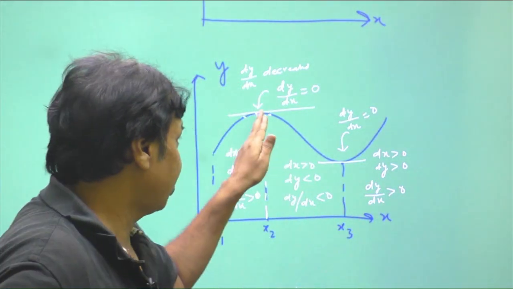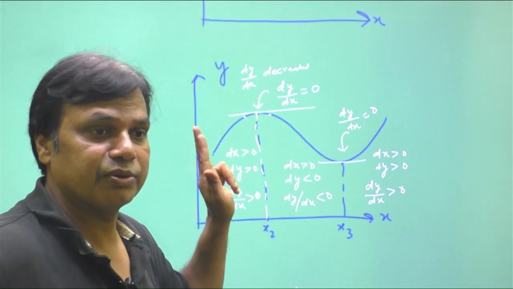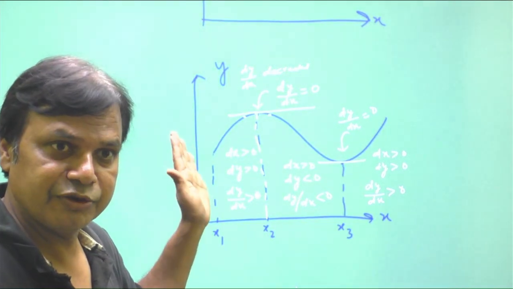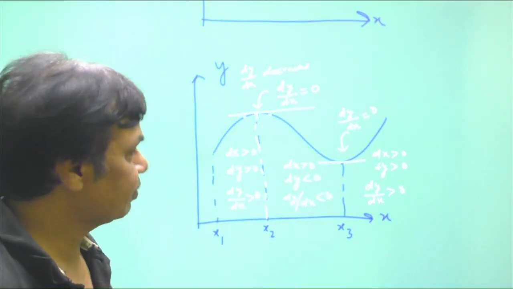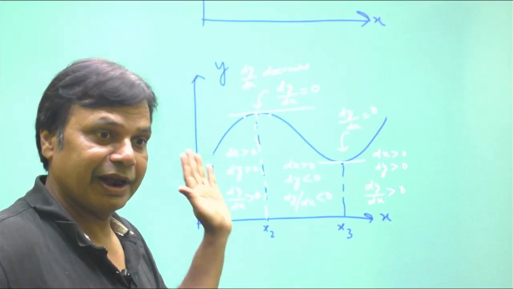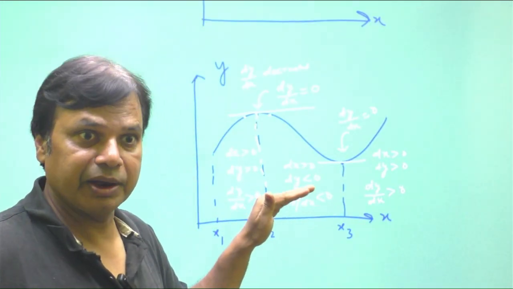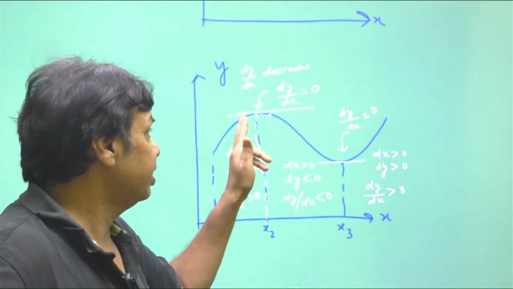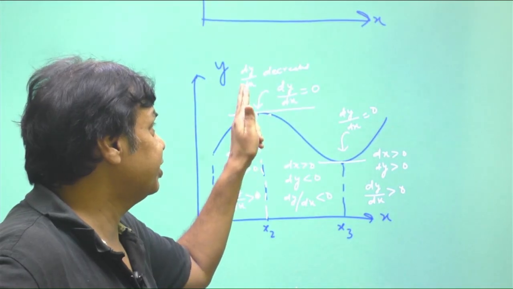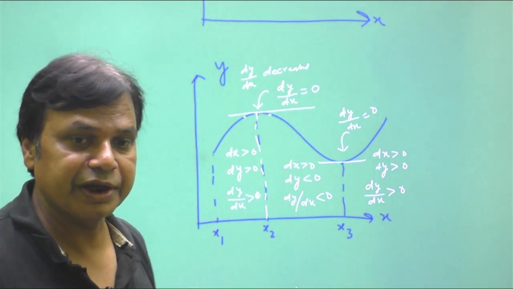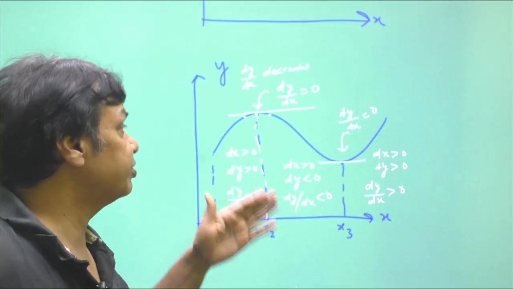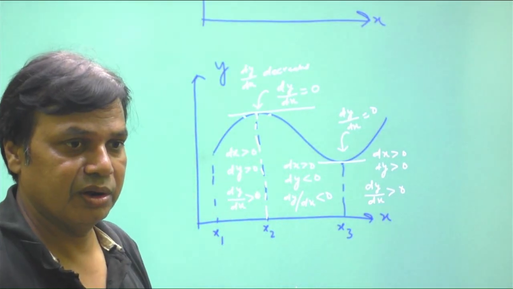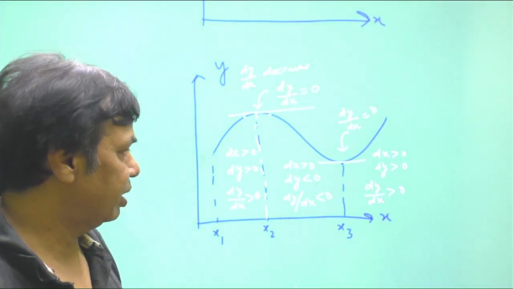इस पॉइंट पर 0 है उसका वैल्यू, ना उसके पहले 0 है ना उसके बाद में 0 है, बट उसके पहले पॉजिटिव है, उसके बाद नेगेटिव है. दैट मीन्स it keeps decreasing. The value of dy by dx keeps decreasing around the local maxima.